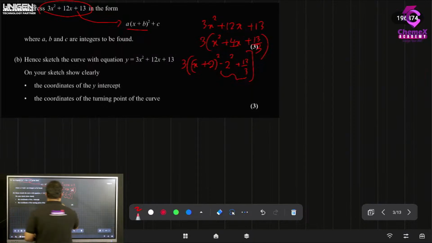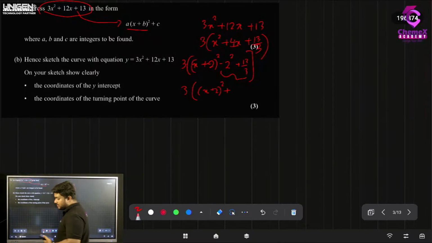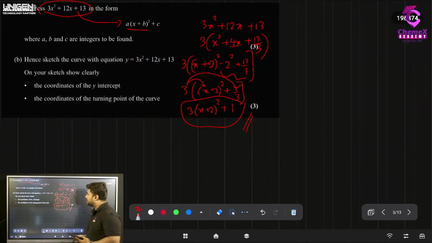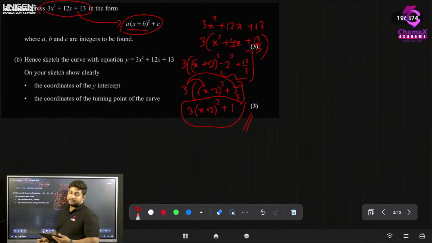It's 1 over 3. So 3 bracket x plus 2 squared plus 1 over 3. So 3 bracket x plus 2 squared plus, when you expand, plus 1. So that's the final answer. Any doubts? Do you have any doubts in doing what you call completing square?